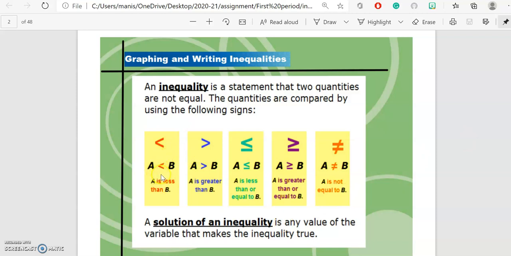So this is your A is less than B, while the blue color symbol over here represents that A is greater than B. In the third rectangle over here, it says A is less than or equal to B. When you see this line, this is called the equal sign. This one represents A is greater than or equal to B, and this one is A is not equal to B. A solution of an inequality is any value of the variable that makes the inequality true.